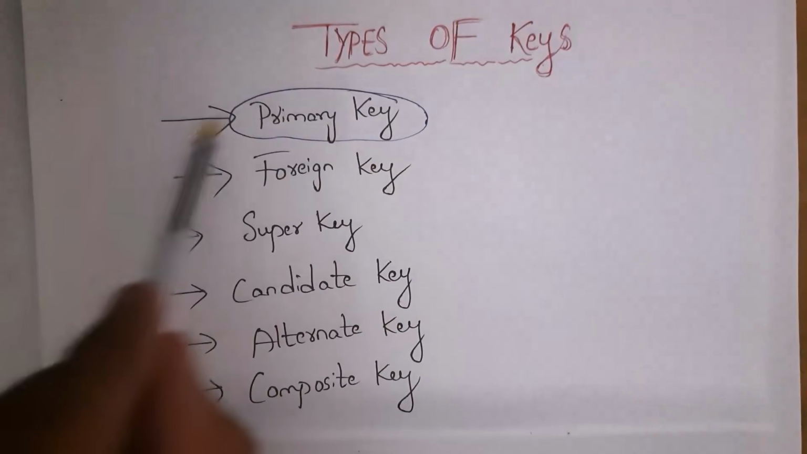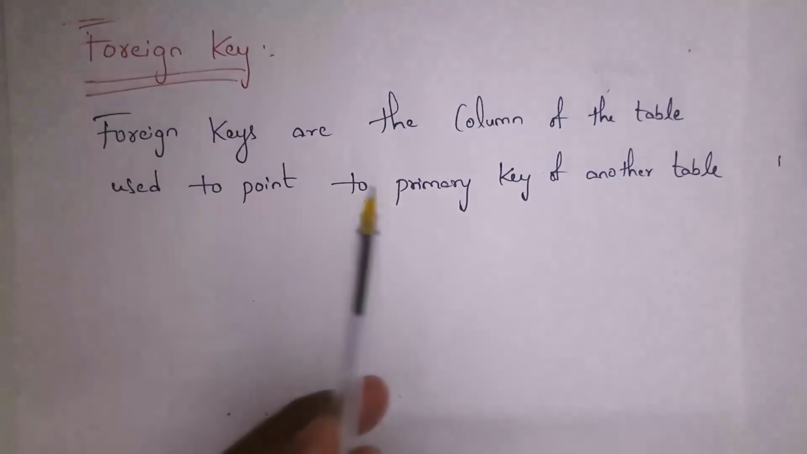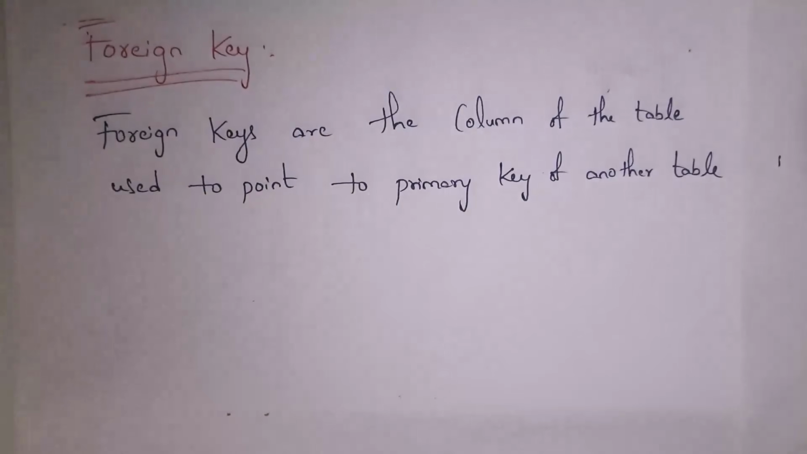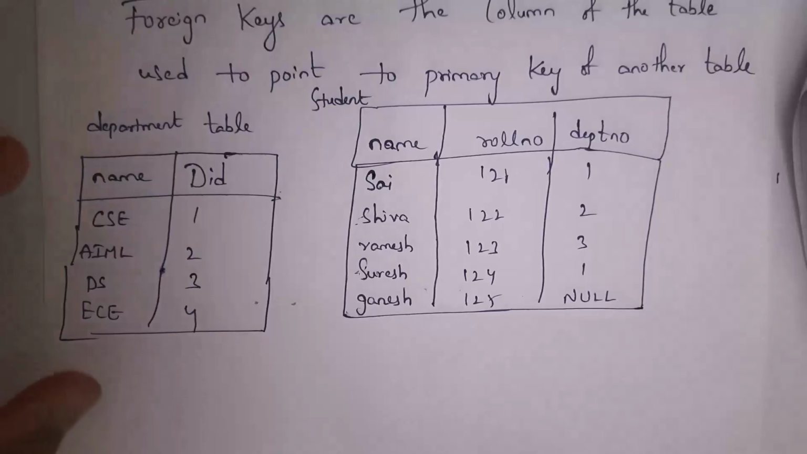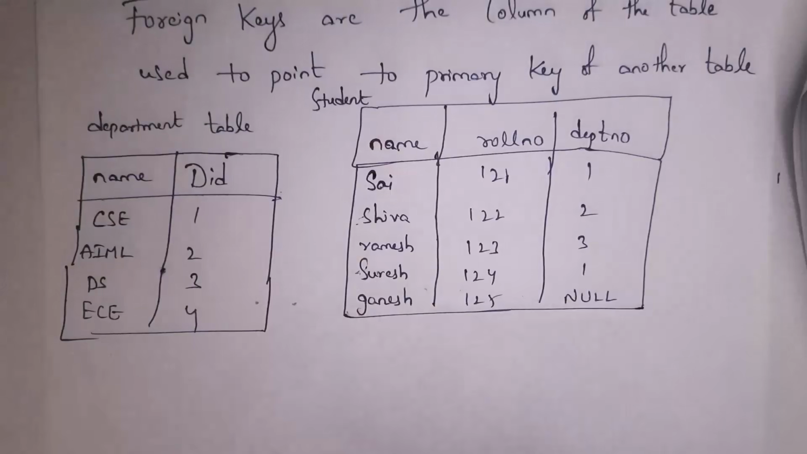Next I will explain what is foreign key. Foreign key is the column of the table used to point to the primary key of another table. Guys, I will give an example so that you can clearly understand what is foreign key. For example, let us consider there are 2 tables. One table is the department table and the next table is the student table.